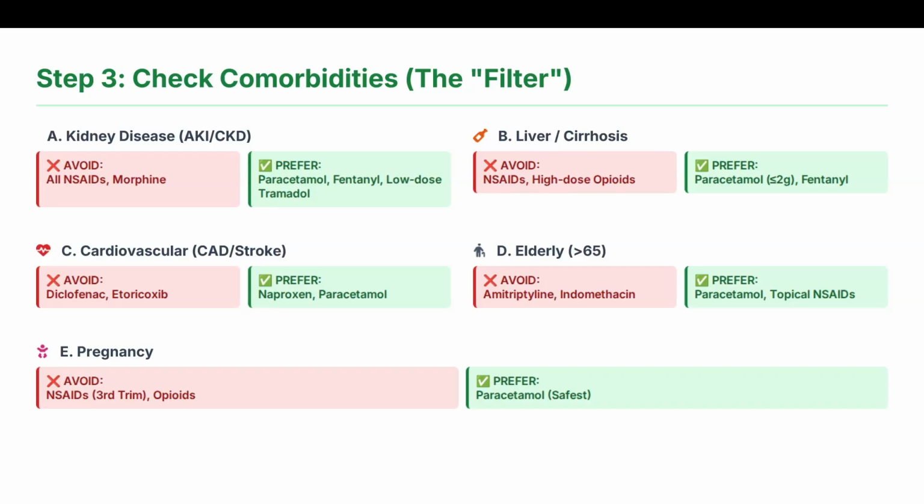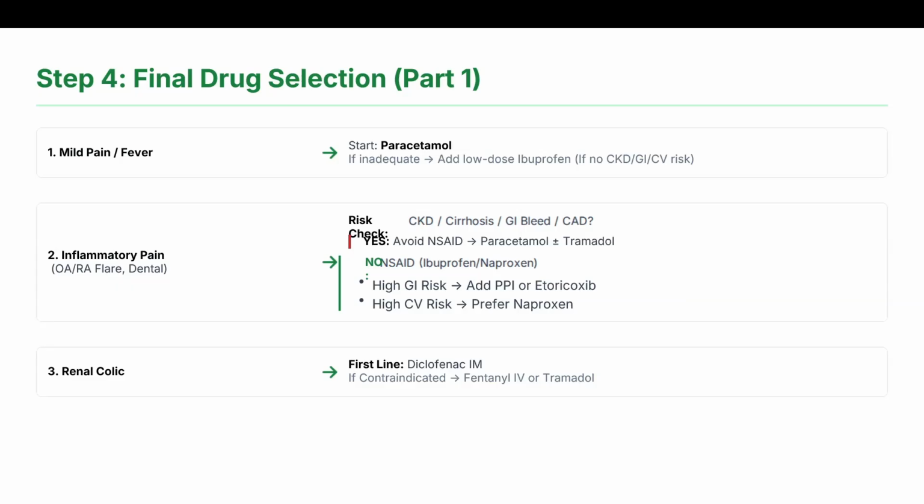If paracetamol is not resolving the pain, go for topical NSAIDs like diclofenac gel, so that they will benefit. In pregnancy also, paracetamol is the safest. So, the final drug selection: if the patient has only mild pain with fever, you start with paracetamol. If inadequate, you can go for low-dose ibuprofen or naproxen, if there is no CKD, GI, or cardiovascular risk. If it's an inflammatory pain like OA, RA flare, or dental pain, always check for the risks if there is CKD, cirrhosis, GI bleed, or coronary artery disease.